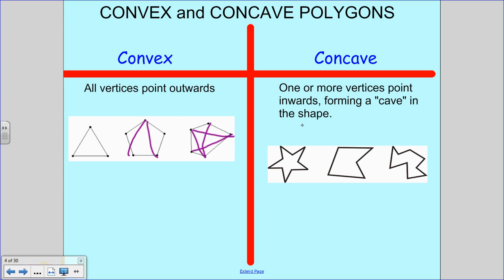A concave is just the opposite of all that. One or more vertices point inwards, forming a cave in the shape. And if I were to connect the diagonals, like here, notice that diagonal is outside the shape. So again, a diagonal is connecting vertices together, and these diagonals will be outside the shape. So another reason why it's concave.